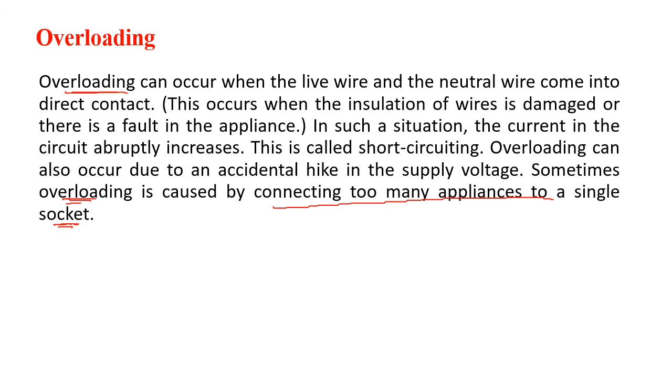So what is a short circuit? When the live wire and neutral wire come into direct contact, there is a spark. How can it occur? When the wires are damaged, the insulation is damaged, or they come in contact. So when the live wire and neutral wire come in contact, the current suddenly increases, and this is called short circuiting. Short circuiting can lead to electrical fires.